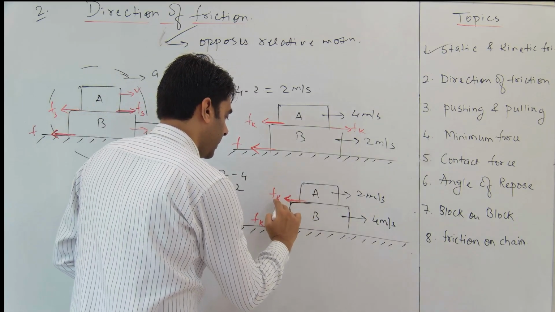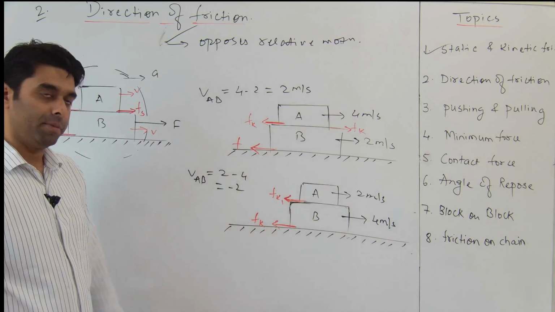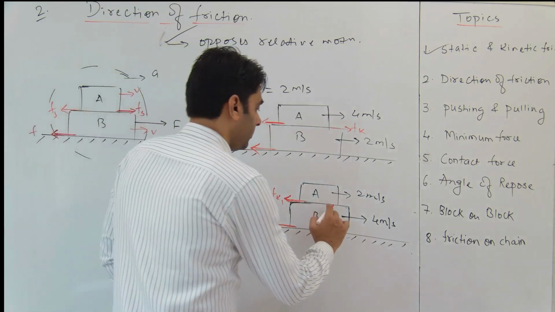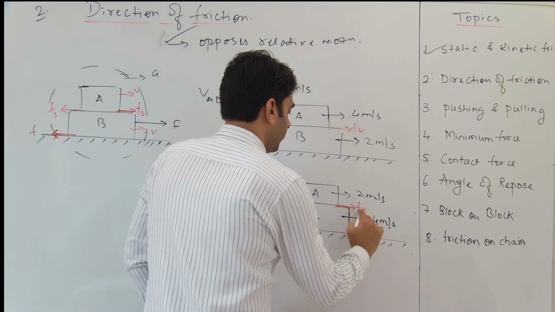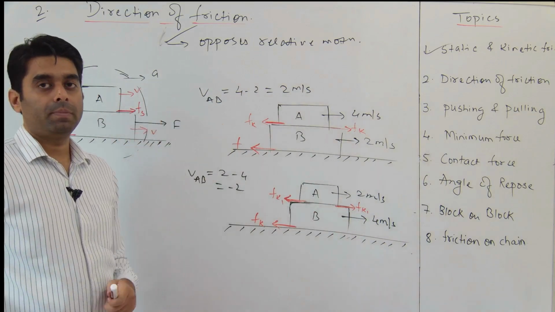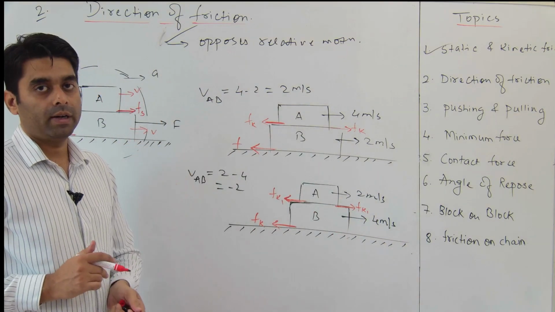This will be Fk1. I am terming it as Fk1 between A and B. And because on A friction is backward, the reaction on B will be Fk1 in the forward direction. Right? So with these examples, I hope we get clarity about the direction of friction.